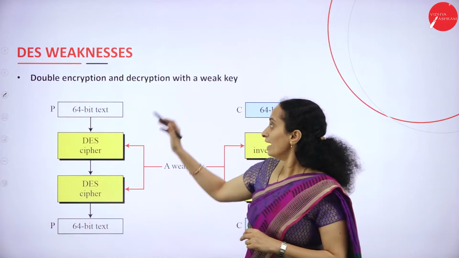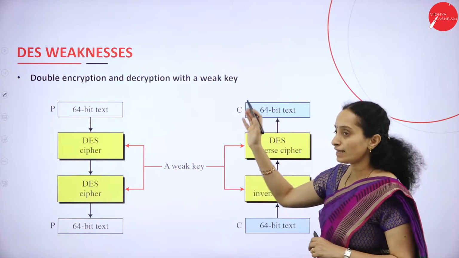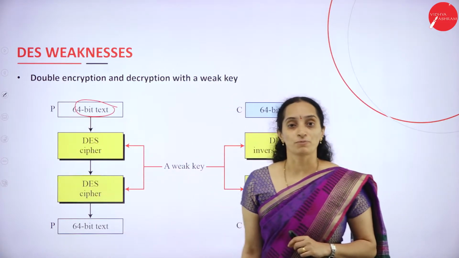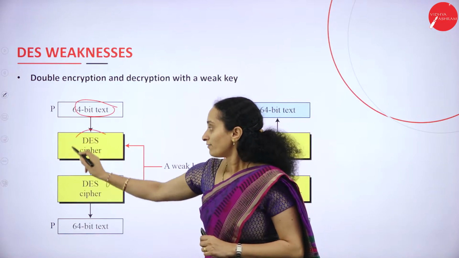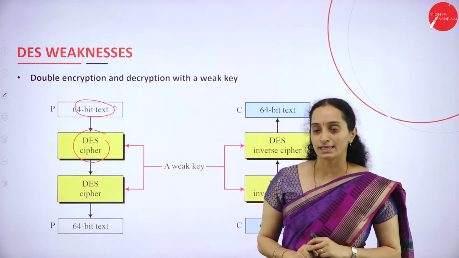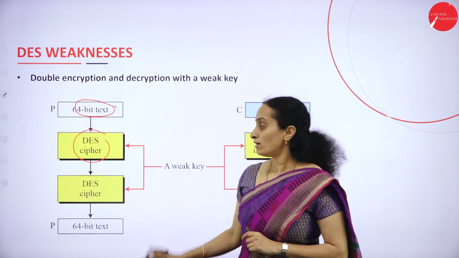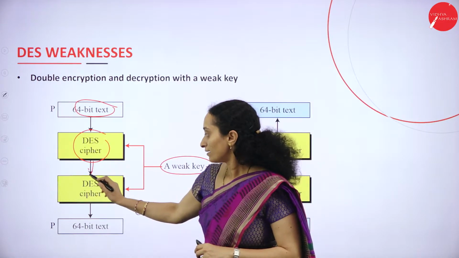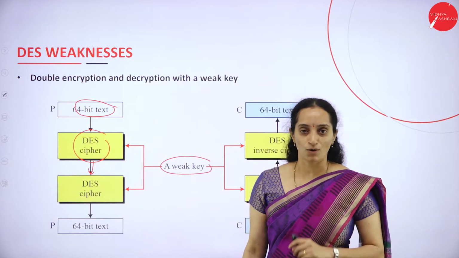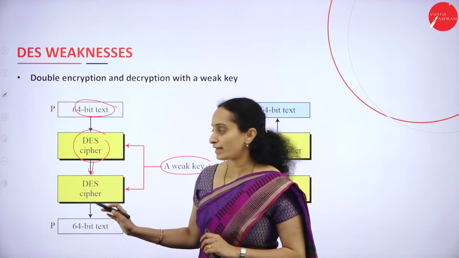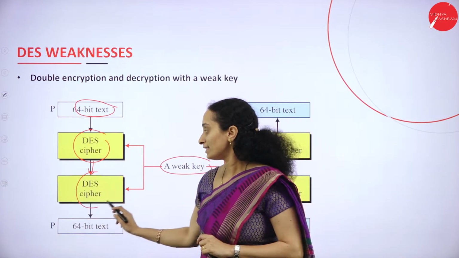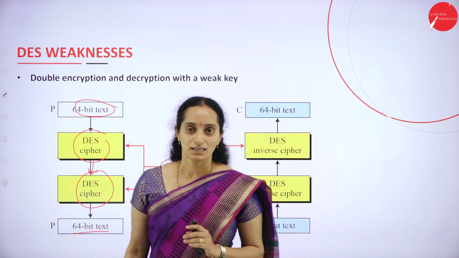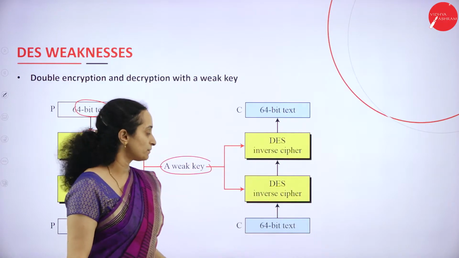Double encryption and double decryption with a weak key has been shown here. Here we have a 64-bit text. First time I am encrypting using the DES cipher algorithm using a weak key. When you repeat the same algorithm, what you are going to get is the 64-bit plain text. What about the decryption then?